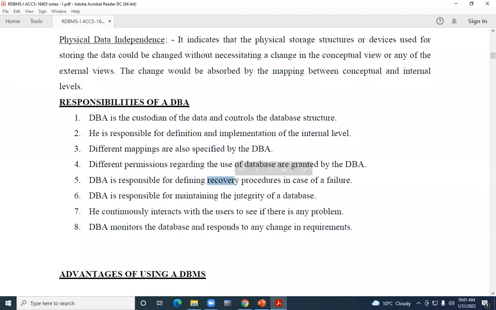The DBA is also there for maintaining the integrity of the data. By integrity, we mean that data is valid and consistent. So all the constraints which need to be put on the database are done by the DBA.